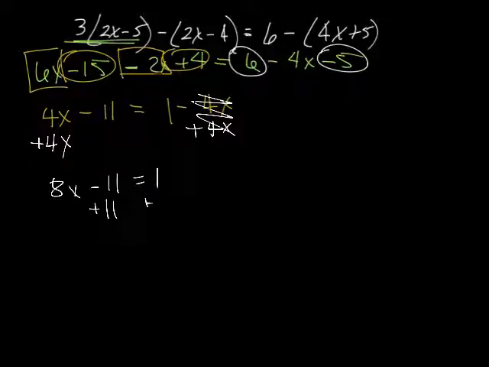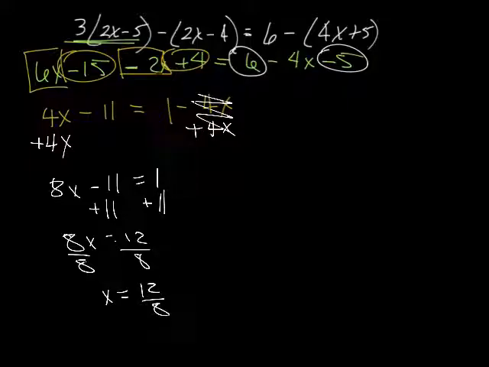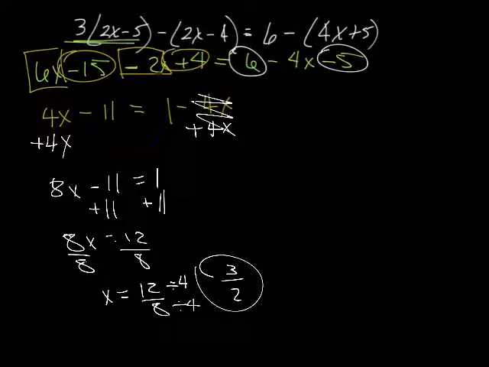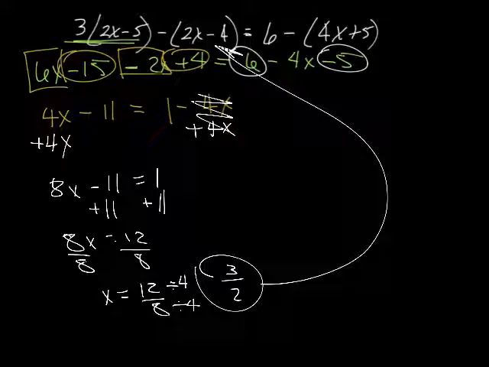I'm going to add 11, so I have 8x equals 12. Divide by 8, divide by 8. x equals 12 over 8. Okay, so that can be reduced. What number goes into both 12 and 8? 4. So we're going to divide this by 4 and divide this by 4 to reduce it, and we get 3 over 2. Alright, so we take 3 halves and we put it into our original problem there, and we find out that it checks. So this is the end of the first video, 2.4a.